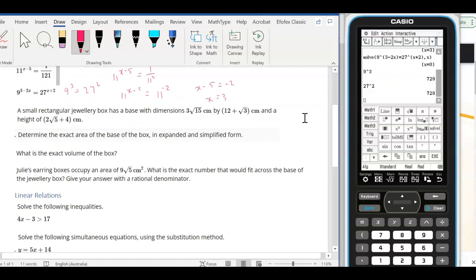All right, moving along. I put this one in because a lot of people forgot to put brackets when they did questions like this on their test.